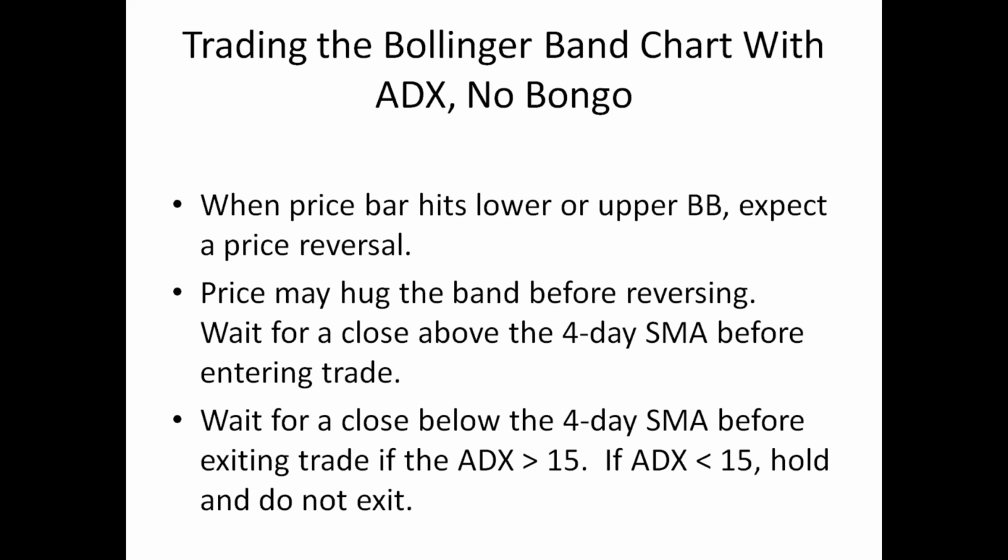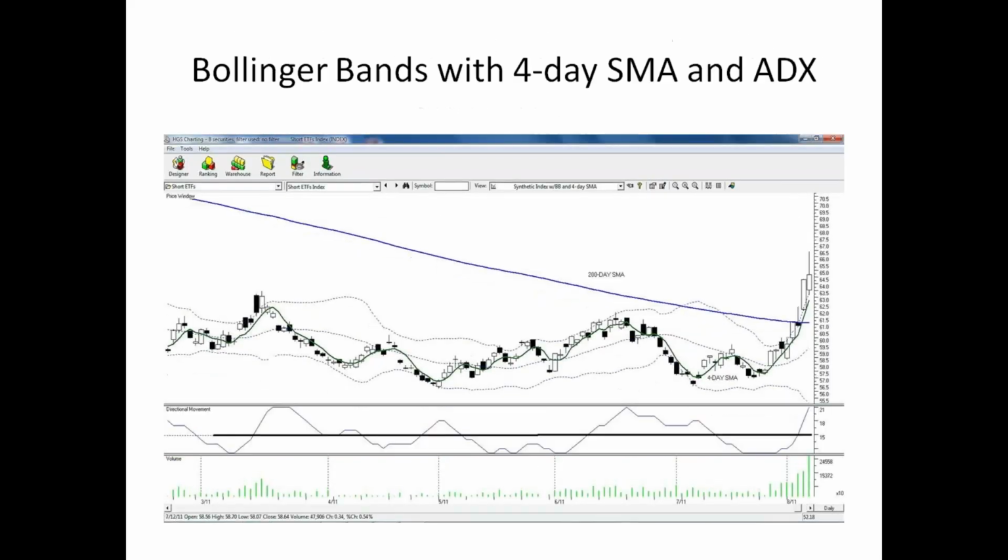Now let's assume we're looking to enter a trade. Wait for a close above the 4-day SMA before entering the trade. So let's go back to the chart here. Now we're looking to enter a trade. So let's look at this period in late April. The short index is going down. That means the market is going up. And we hit the lower Bollinger Band.